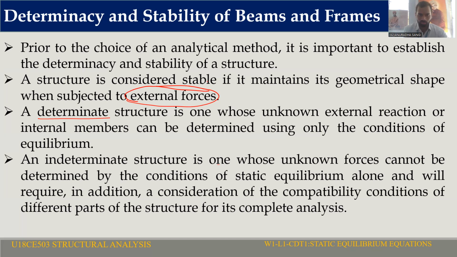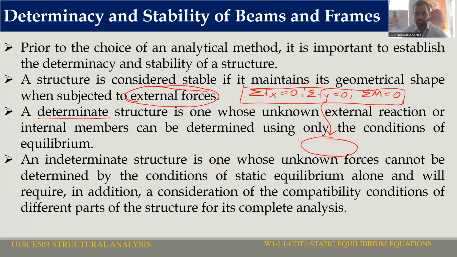What are the static equilibrium equations? They are: summation of horizontal forces equal to zero, summation of vertical forces equal to zero, and summation of moments equal to zero. These are the three static equilibrium equations available. If we analyze the structure by using only these equations, then the structure is called a statically determinate structure. For example, a simply supported beam is an example of a statically determinate structure.